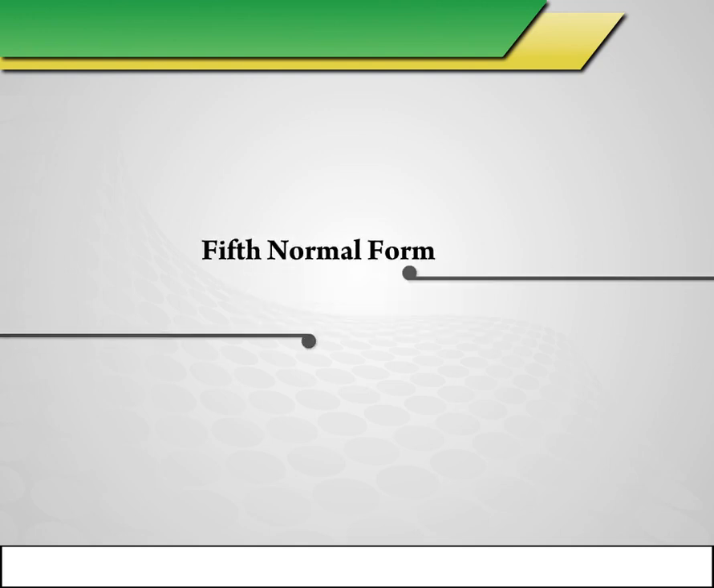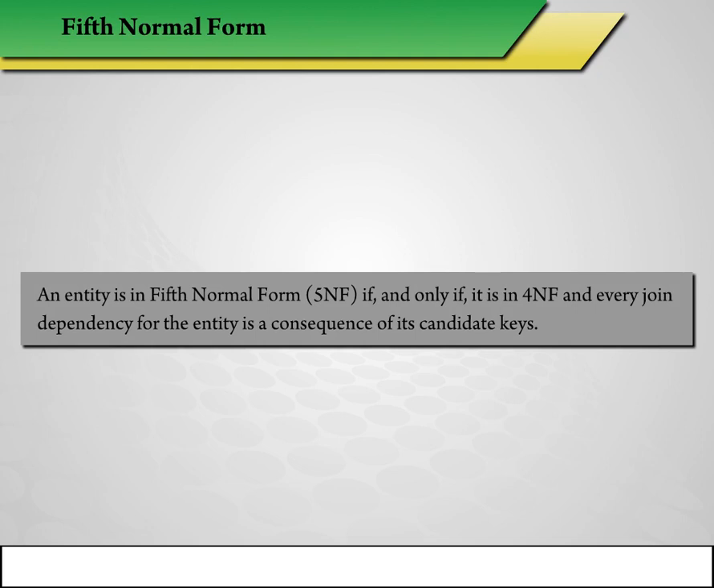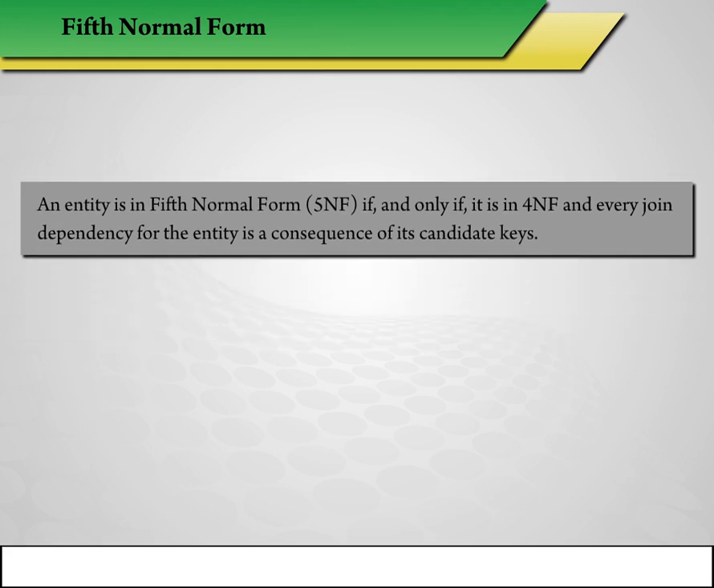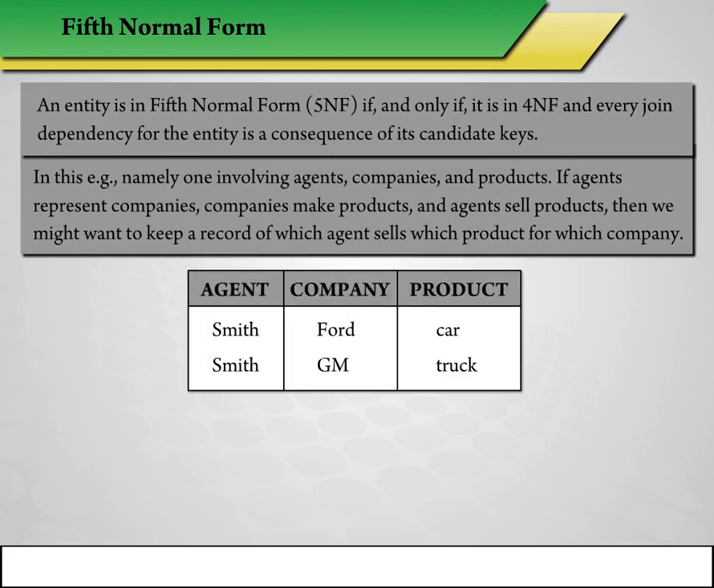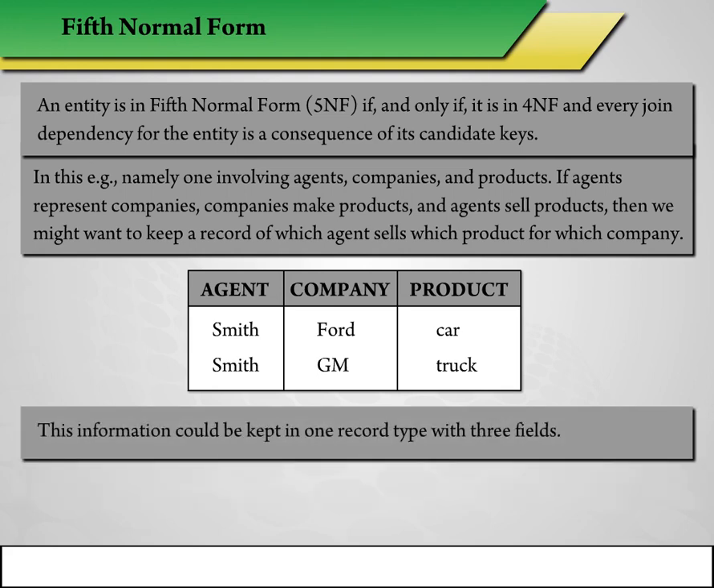Fifth normal form. An entity is in fifth normal form, 5NF, if and only if it is in fourth normal form and every join dependency for the entity is a consequence of its candidate keys. Consider an example involving agents, companies, and products. If agents represent companies, companies make products, and agents sell products, then we might want to keep a record of which agent sells which product for which company. This information could be kept in one record type with three fields.